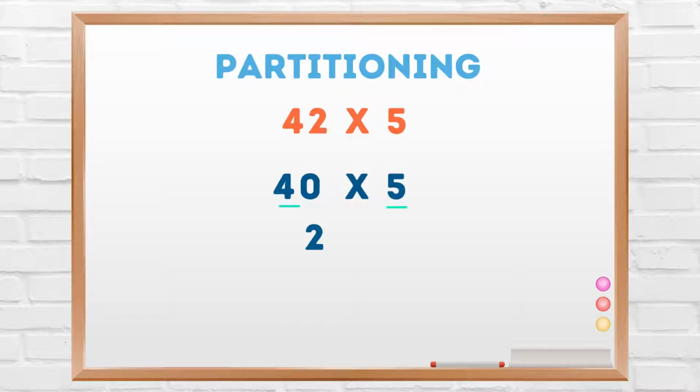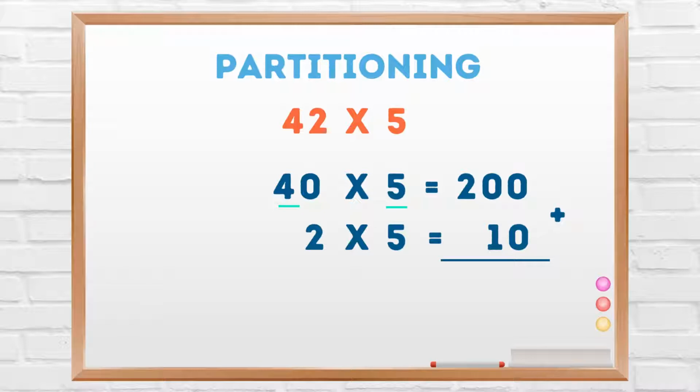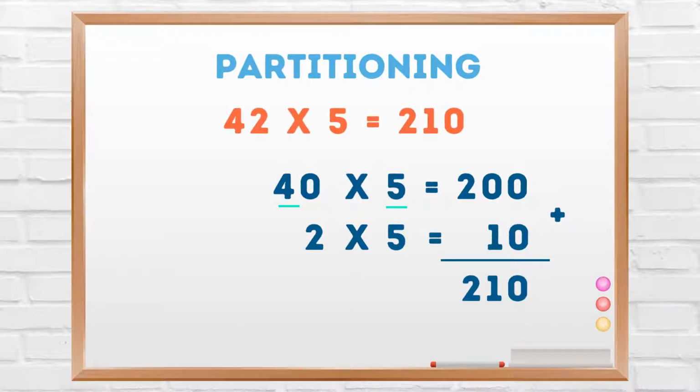Well, 4 times 5 equals 20, and we simply add on a 0 at the end, so 40 times 5 equals 200, and 2 times 5 equals 10. All that we need to do now is add these two numbers together, and our answer is 210. So 42 times 5 equals 210.